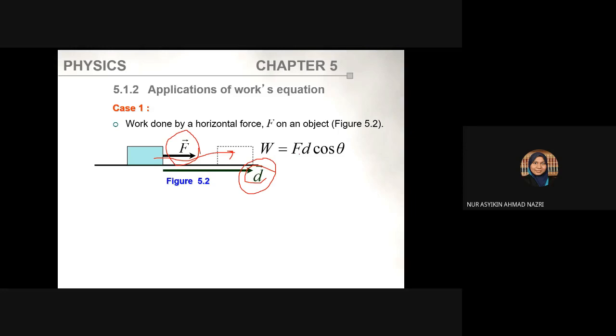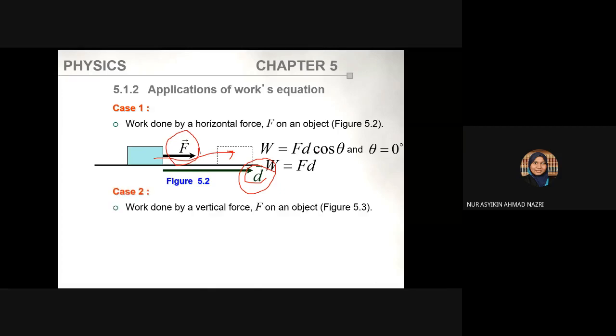So F D cos theta, and for this case angle equal to 0 degrees, so it will experience maximum work done. Right, so for this case work done by a vertical force. For this case, okay, kita ada force in this direction.